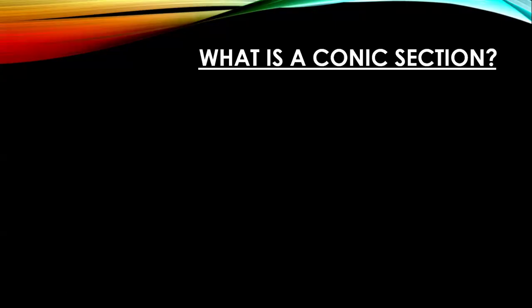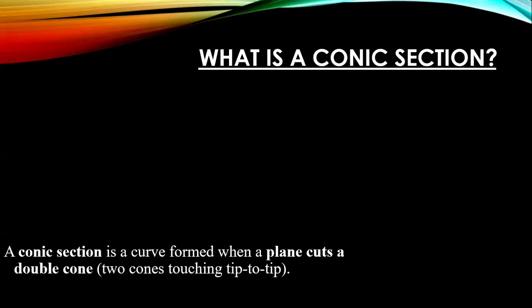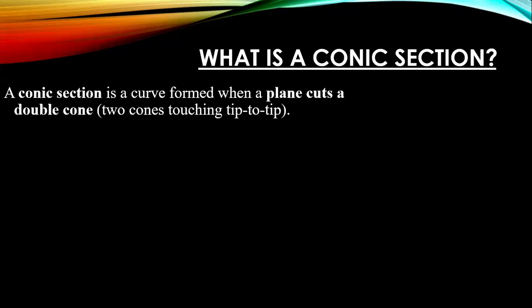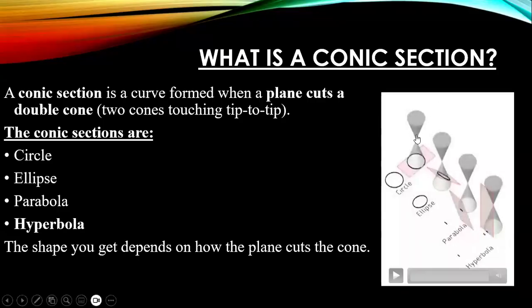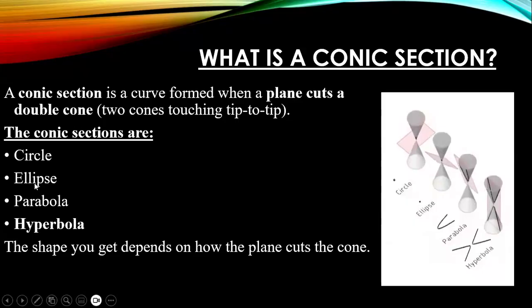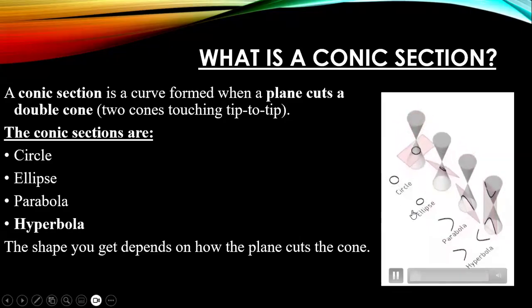So the first question here, what is a conic section? A conic section is basically a curved form when a plane cuts through a double cone, which means two cones touching tip to tip. As you can see on my slides, the conic sections are circle, ellipse, parabola, hyperbola. At the side here, we have a video showing the circle, the ellipse, the parabola, and the hyperbola.